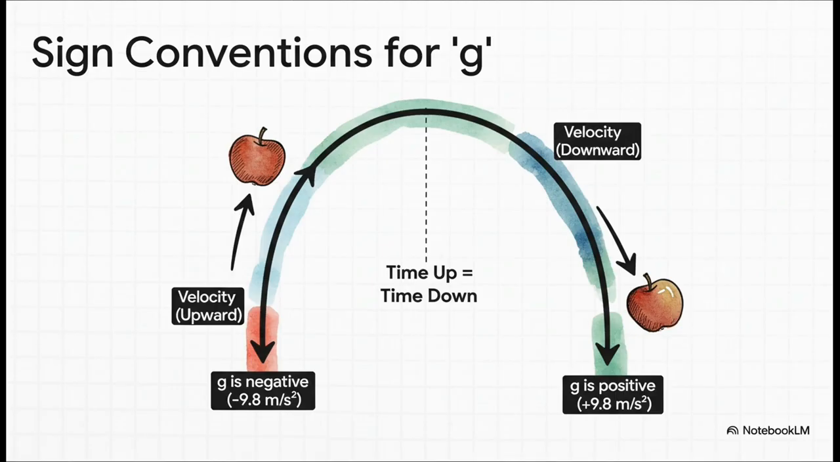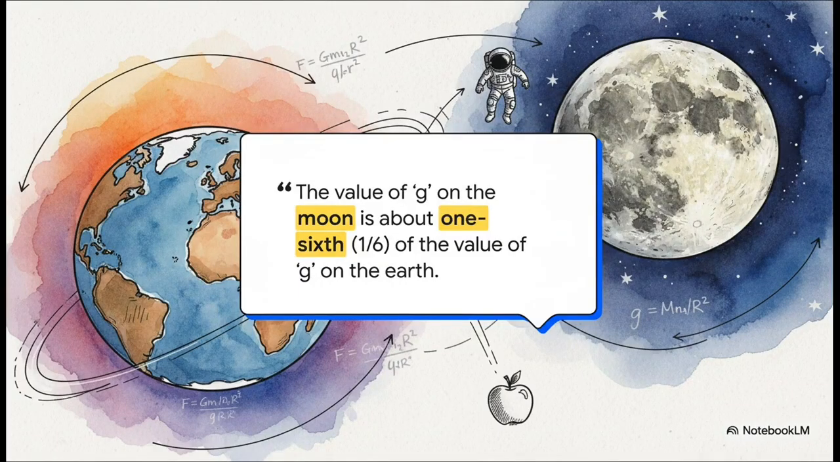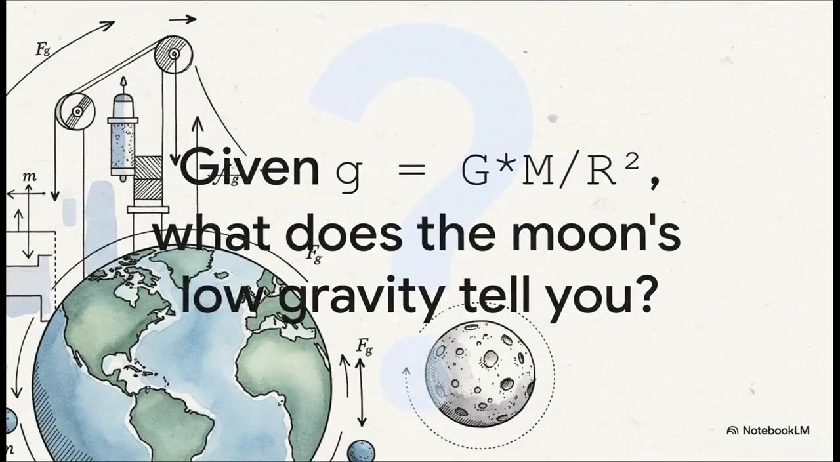And for one last cool fact to put this all in perspective, the value of g on the moon is only about 1/6 of what it is here on Earth. That's why you see those old videos of the Apollo astronauts taking those incredible, long, floating leaps across the lunar surface. So I'll leave you with a final thought to chew on.